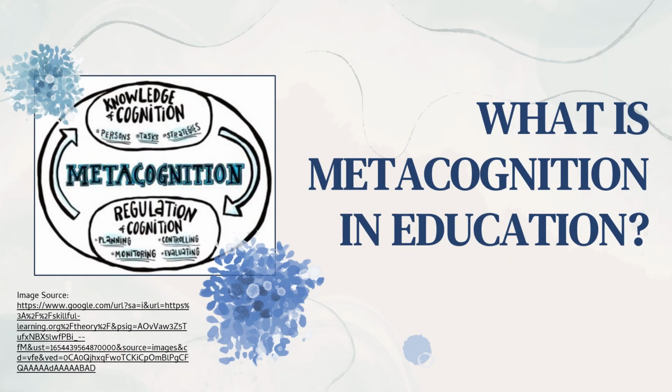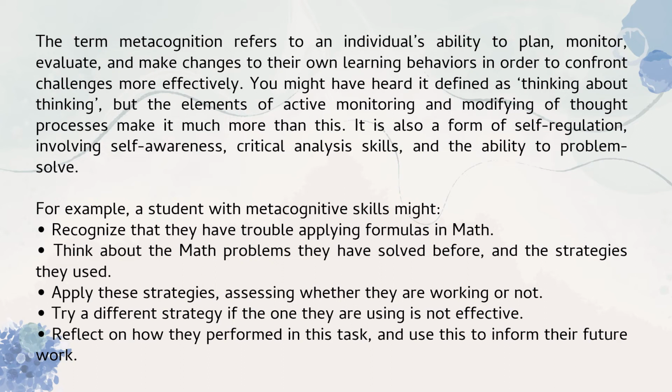For the first subtopic, what is metacognition in education? As we have discussed a while ago, the term metacognition refers to an individual's ability to plan, monitor, evaluate, and make changes to their own learning behaviors in order to confront challenges more effectively. You might have heard it defined as thinking about thinking, but the elements of active monitoring and modifying of thought processes make it much more than this. It is also a form of self-regulation involving self-awareness, critical analysis skills, and the ability to problem solve.